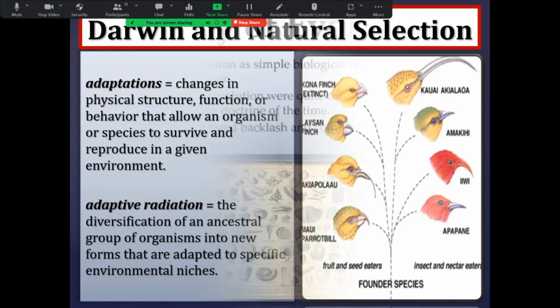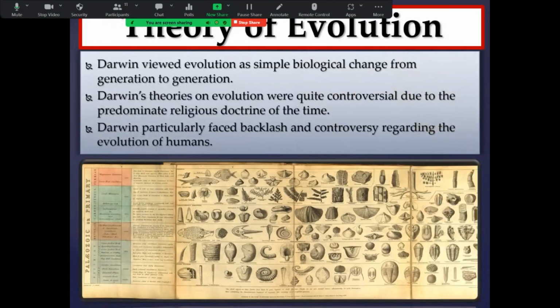Doing okay? All right. So last slide we'll go over today. Darwin viewed evolution as simple biological change from generation to generation. So he recognized that many species on this planet may be connected by a common ancestry, especially species that look similar to one another. Darwin's theories on evolution were quite controversial due to the predominant religious doctrine of the time.